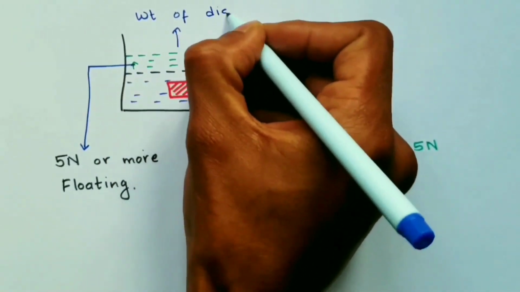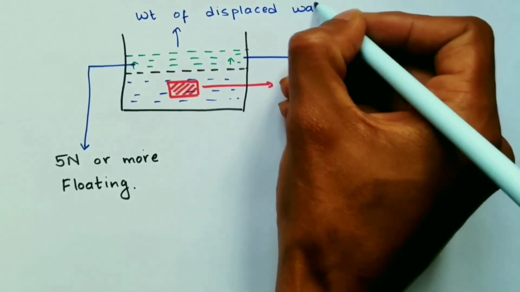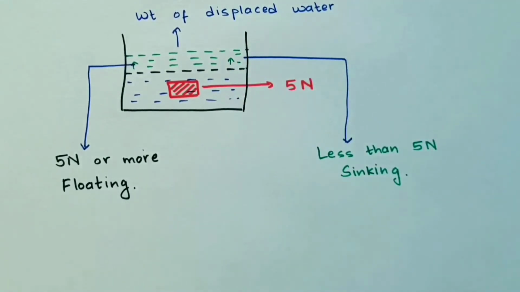If the weight of displaced water is equal to the weight of the body or more than the weight of the body, then it's going to float. And if the weight of displaced water is less than the weight of the object, which is 5 Newton, then it's going to sink.